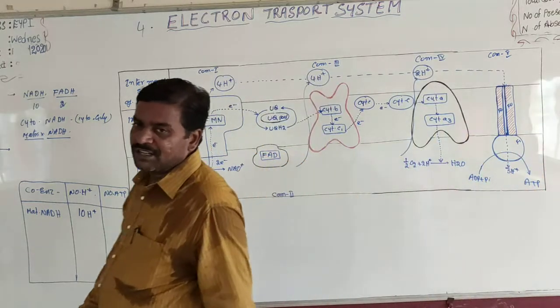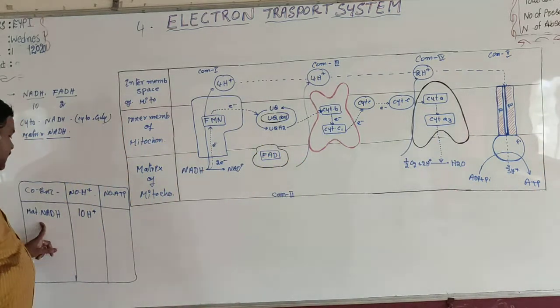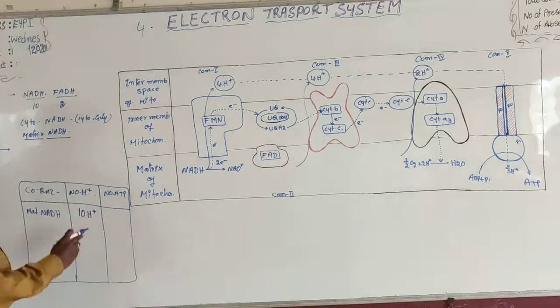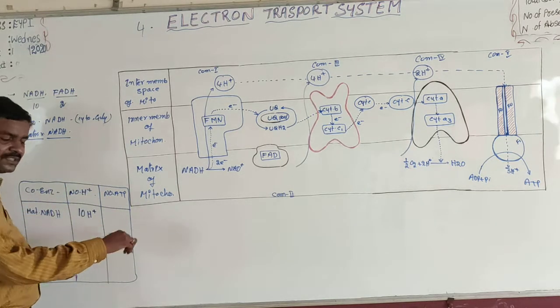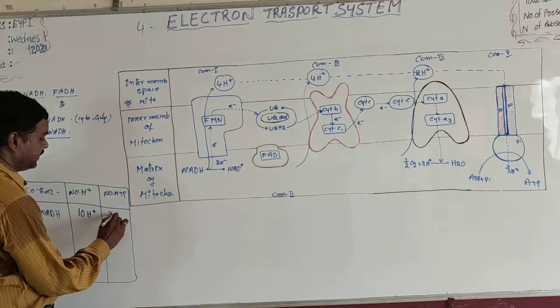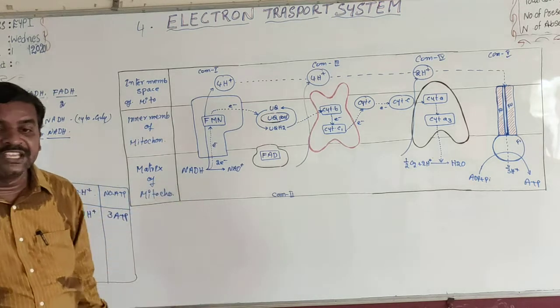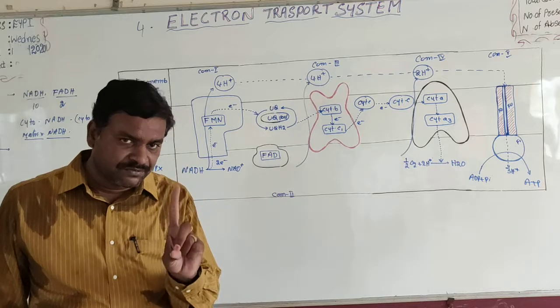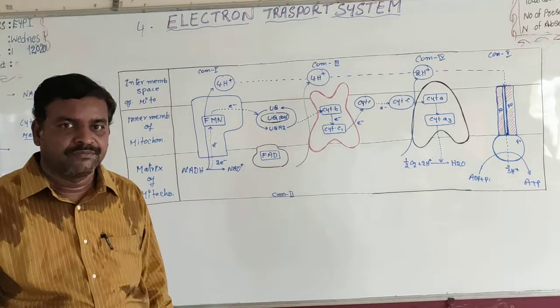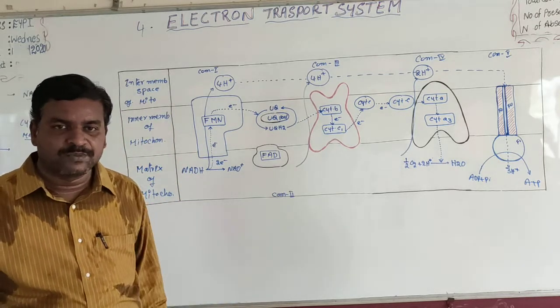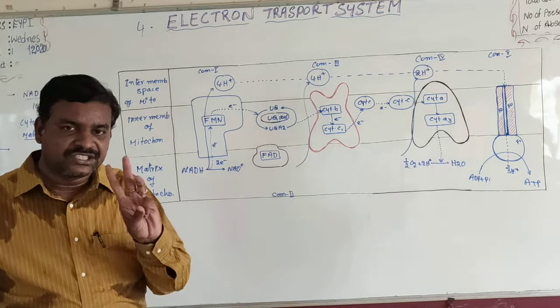And how many ATP molecules are formed with the oxidation of total matrix NADH2? 10 H plus. 10 divided by 3, that is equal to 3 ATP formed for every matrix NADH2. 3 ATP molecules are formed from the oxidation of every matrix NADH2. It contributes 10 H plus and it is 3 ATP each.